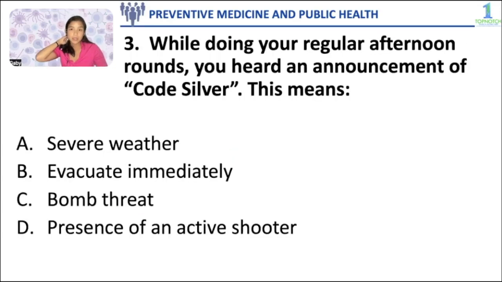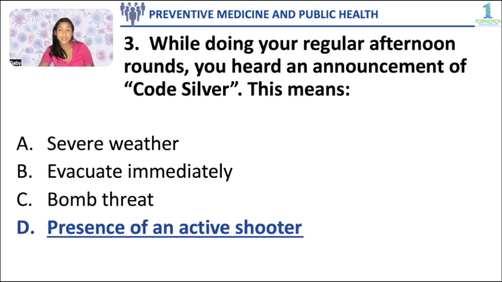While doing your regular afternoon rounds, you heard an announcement of code silver. This means A, severe weather; B, to evacuate immediately; C, bomb threat; or D, the presence of an active shooter. The answer is letter D.